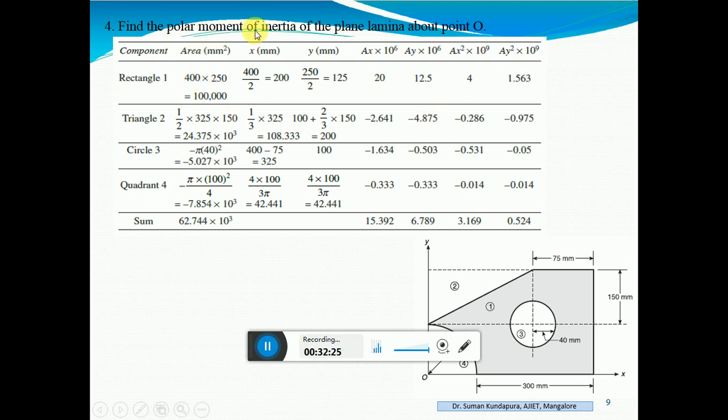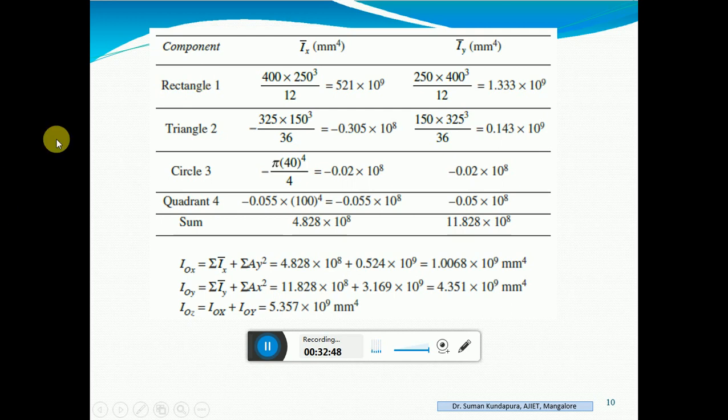Find out the polar moment of inertia of the plane lamina about O. About O. What is polar? This is the given figure. Okay. They have given you OX axis, OY axis, and you are supposed to find the polar moment of inertia of the plane lamina about O.